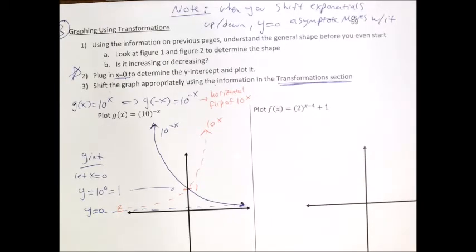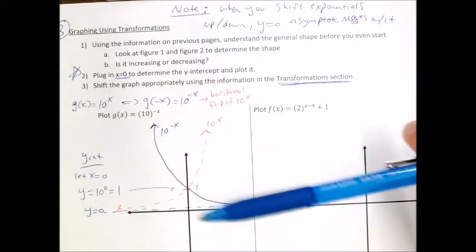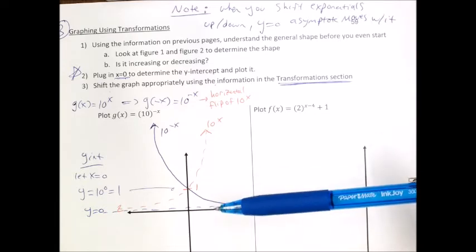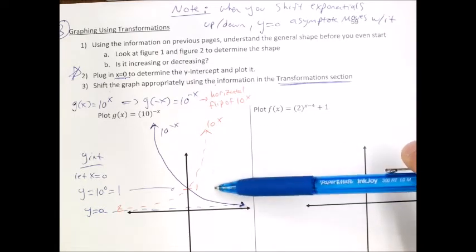Questions about this one before we look at that next one? So this one wasn't too bad, right? There was just a flip. It didn't change the intercept. It didn't move the asymptote. So this is about as straightforward and basic as a problem can get.